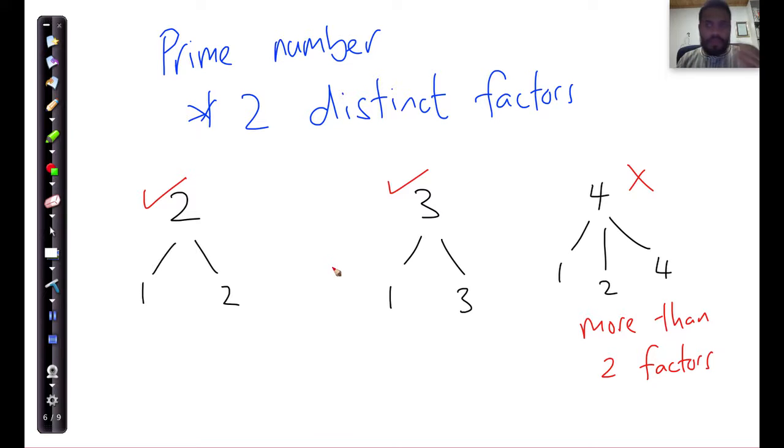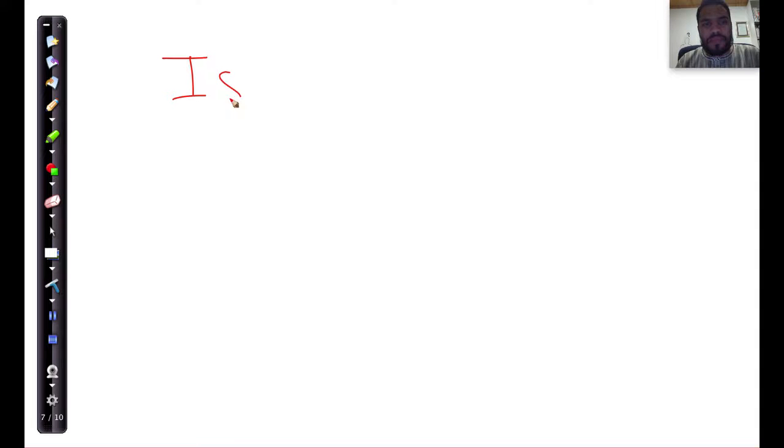But if you look at the number 5, only 1 can go into it and only 5 can go into it. So it must have only 2 distinct factors, right? 2 distinct factors only, and those factors must be itself and the number 1. Now the big question is 1 a prime number? Is 1 prime?